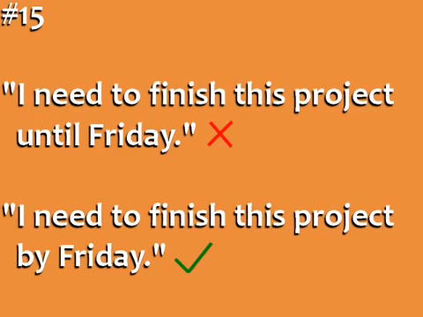Number 15. I need to finish this project until Friday. We use until to talk about a continuous situation that will continue up to a certain moment. For example, I'm staying in the city until June. Staying is a continuous action. Use the word by to talk about a single action or event that will happen before a future moment. By is often used with deadlines, so the correct sentence is, I need to finish this project by Friday.